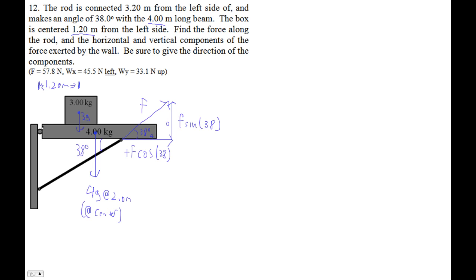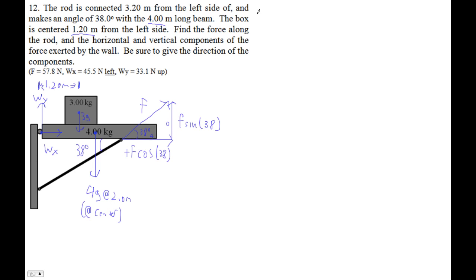Okay, what other forces? Oh, we still have the force of the wall, in the y direction and in the x direction. So those are all our forces. We've got the force of gravity of the box, of the beam. We've got this strut pushing up like that. This line really should be parallel to that, but I'm kind of learning how to use this pen. And then we've got the wall. Basically for the wall, you just say the wall pushes in the y and in the x, and we'll figure that out. Be sure to give the direction of the components.